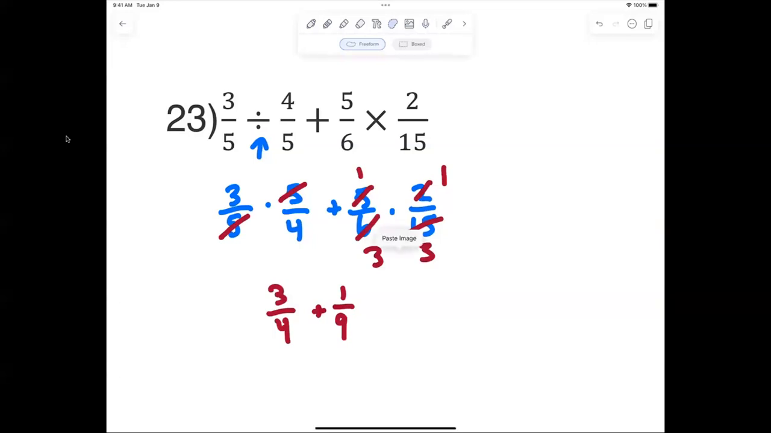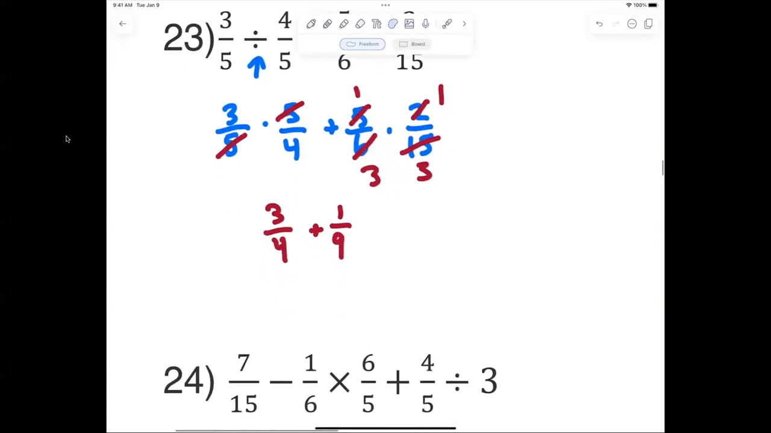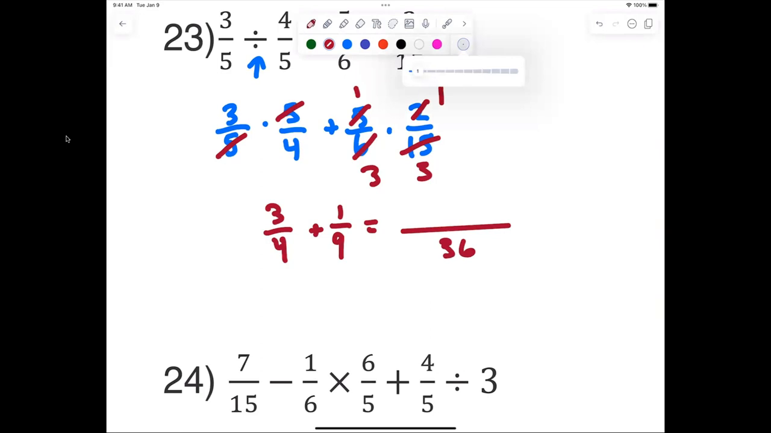All right, now when you're adding, I need a common what? Common denominators. What's the common denominator here, guys? 36. One fraction bar, 36. And now I multiply the first fraction by what? 9. So that becomes a what? 27 plus multiply the second fraction by 4. So that becomes a 4. 27 plus 4, 31 over 36. All right, good mental math.